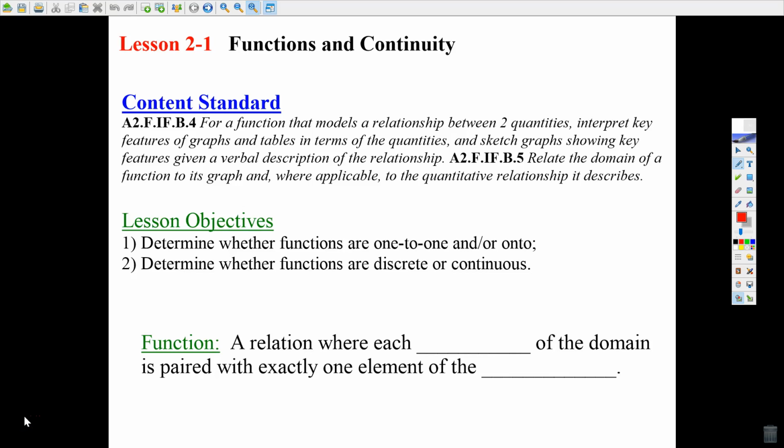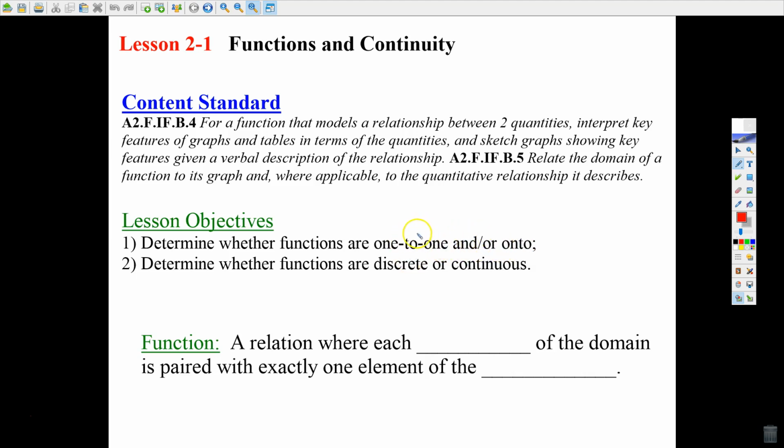Starting a new chapter today, and as you can tell, the title of today's lesson is on functions and continuity. There are two main takeaways from today's lesson, my lesson objectives. By the time we're finished going over this lesson and you've had a chance to practice, I want you to be able to determine whether or not a function is considered to be a one-to-one function, an onto function, or possibly both.